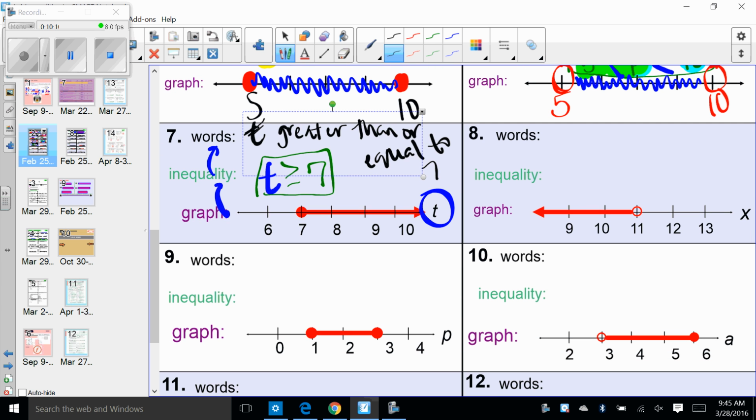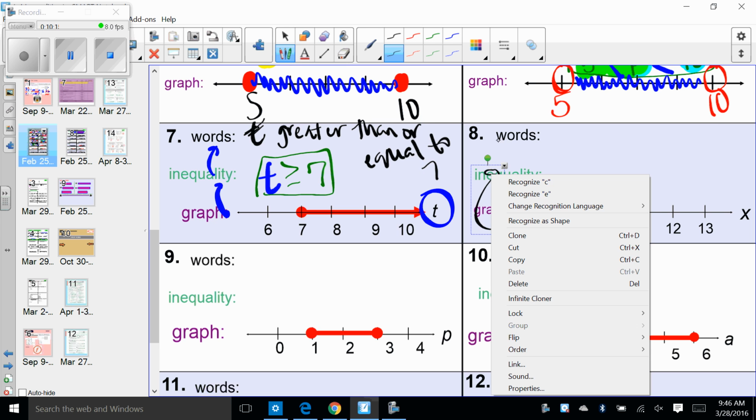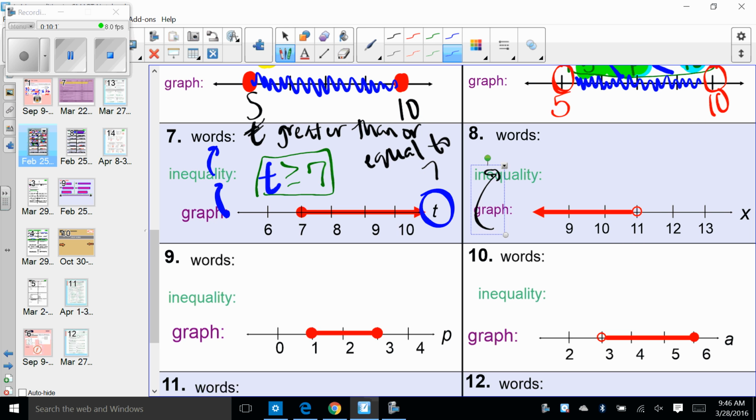All right, meet me on box 8. If I'm going too fast, go ahead and pause that video and catch up. Same thing here. We're given the graph. We're going to work backwards. So we're going to go graph to inequality up to the words.